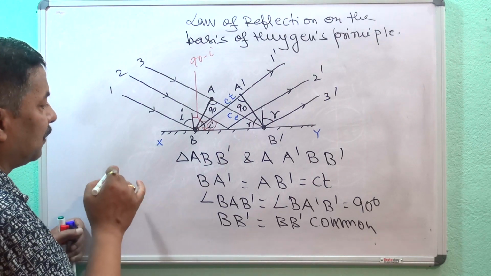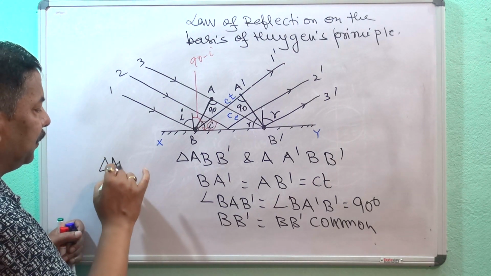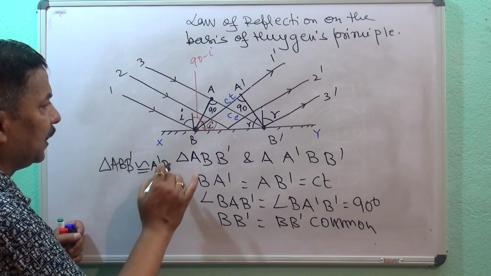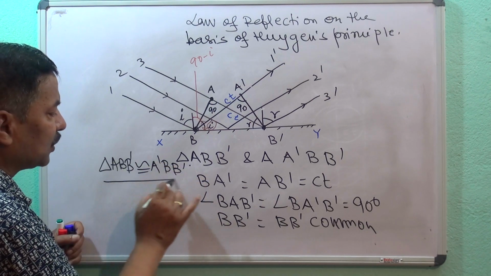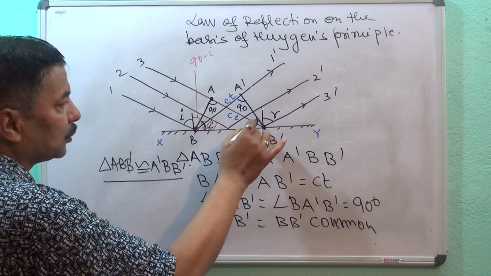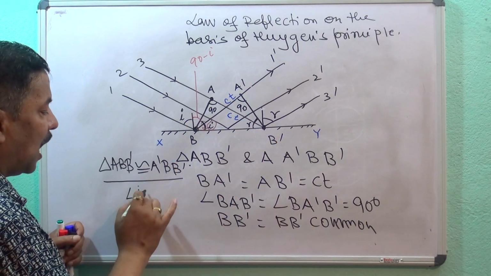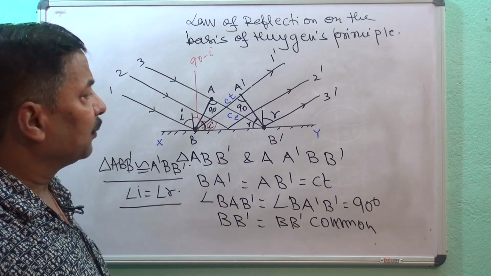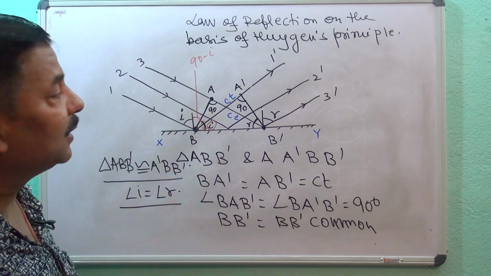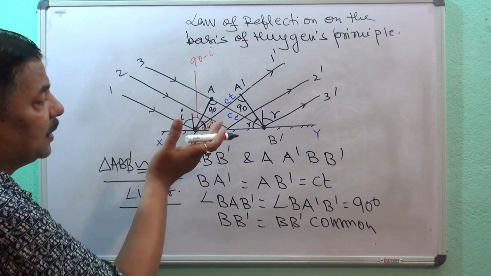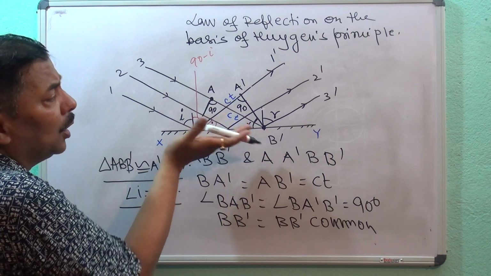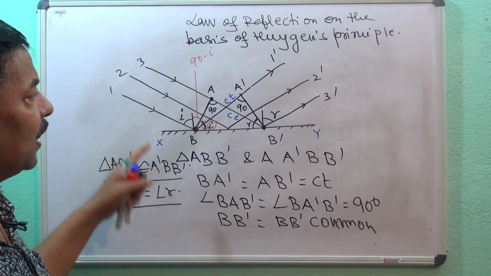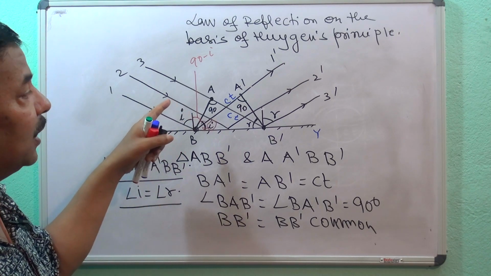So what can we observe by RHS? By RHS we can observe that triangle A B B dash is congruent to triangle A dash B B dash, and when the triangles are congruent, this angle should be equal to this angle. That means angle i is equal to angle r. This proves the law of reflection. Also, the incident ray, reflected ray and normal lie in the same plane. Why? Here it is perpendicular to the board. So basically we have to understand that i is equal to r, and the incident ray, reflected ray and normal all lie in the same plane.